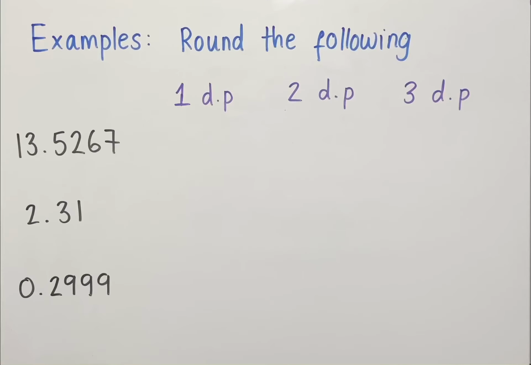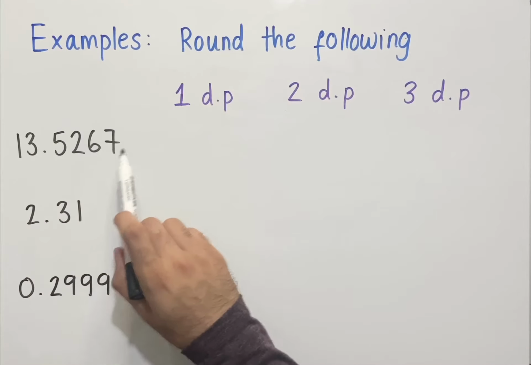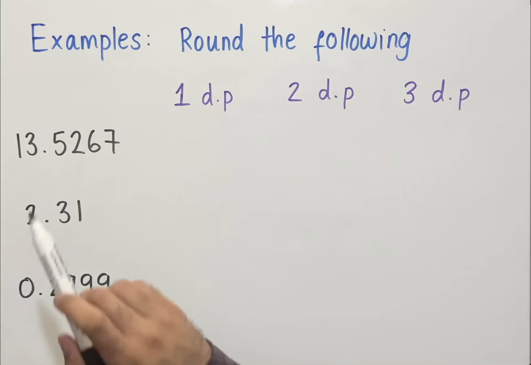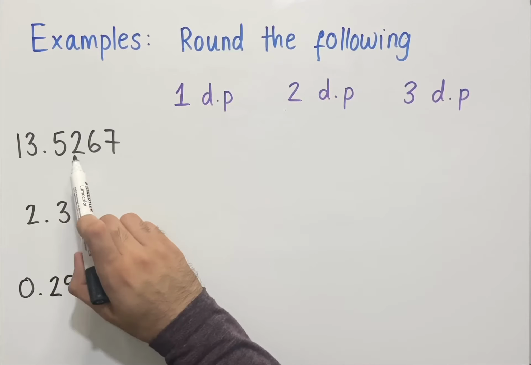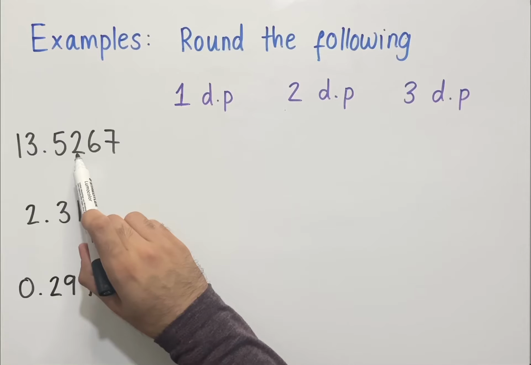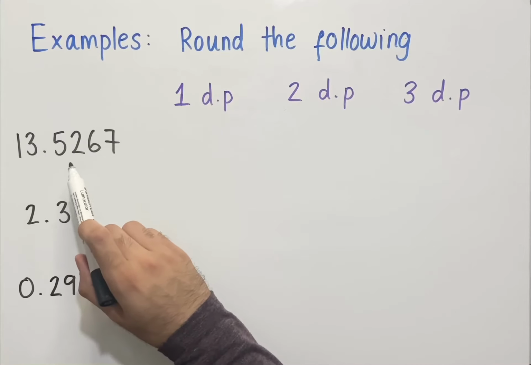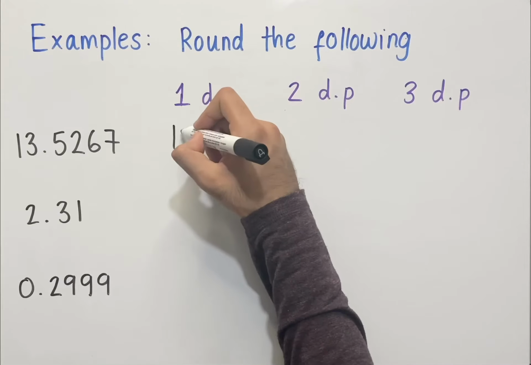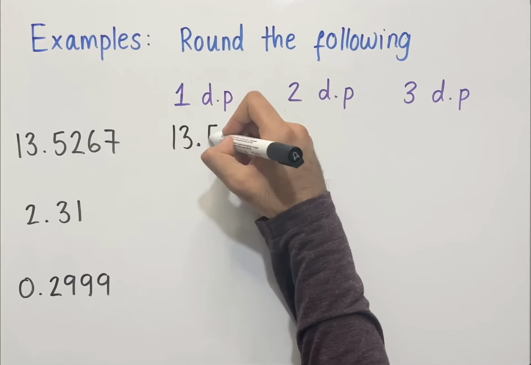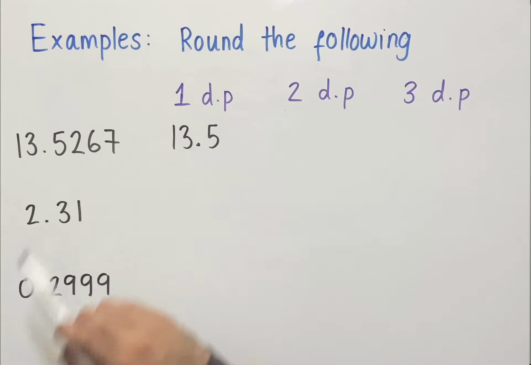Let's look at a few more examples. So we're going to round 13.5267 to 1 decimal place first. So we look at the second decimal place, which is the 2, and now since 2 is less than 5, we need to round this number down, and so to 1 decimal place this becomes 13.5. So after the first decimal place we ignore the numbers on the right.